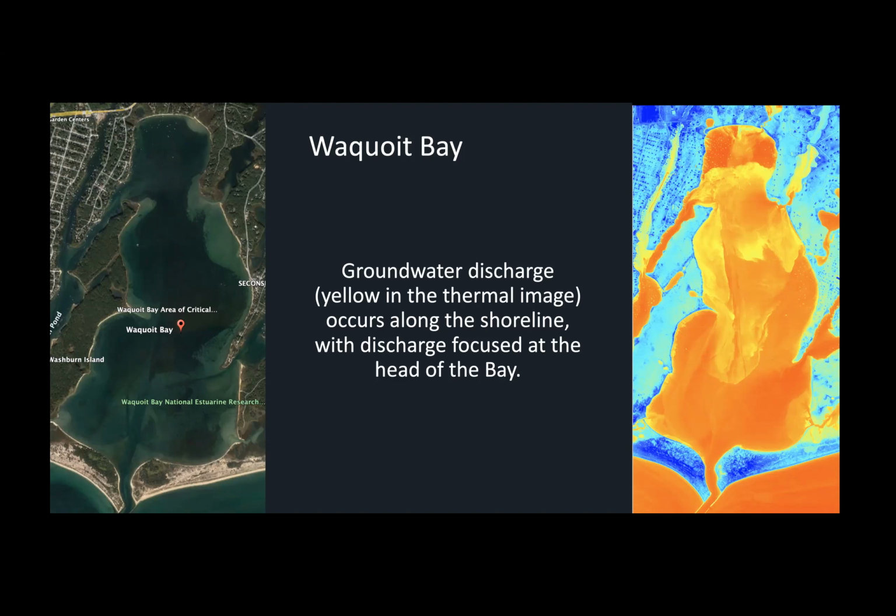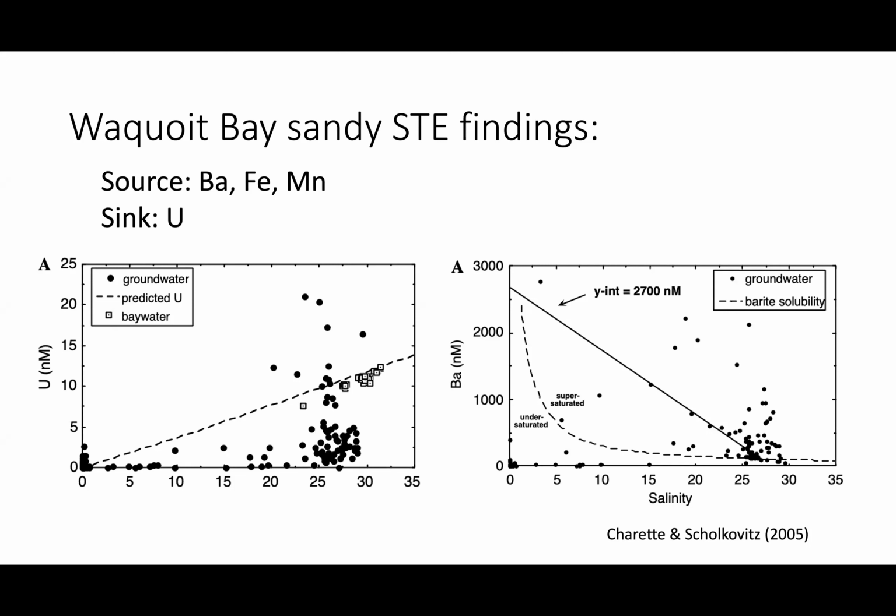And even where we have surface water expressions that we call rivers, they're actually incisions into the groundwater lens. So our freshwater inputs are almost all groundwater, just because we sit on a glacial moraine and there are not a lot of large areas to have accumulation of surface water flow. So our surface water is groundwater. Previous work in Waquoit Bay on groundwater has shown that this zone is a source for barium, iron, and manganese, but is a uranium sink.